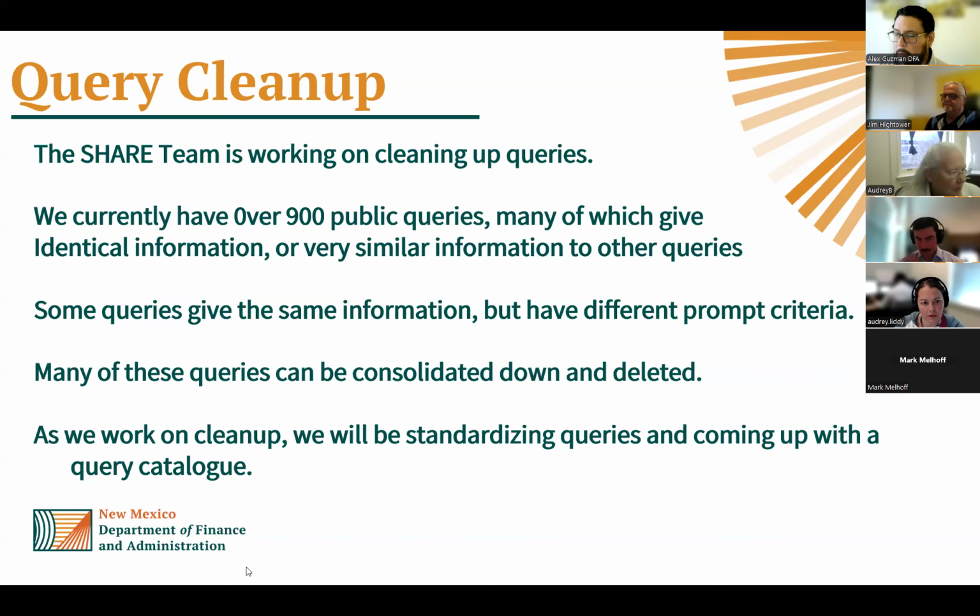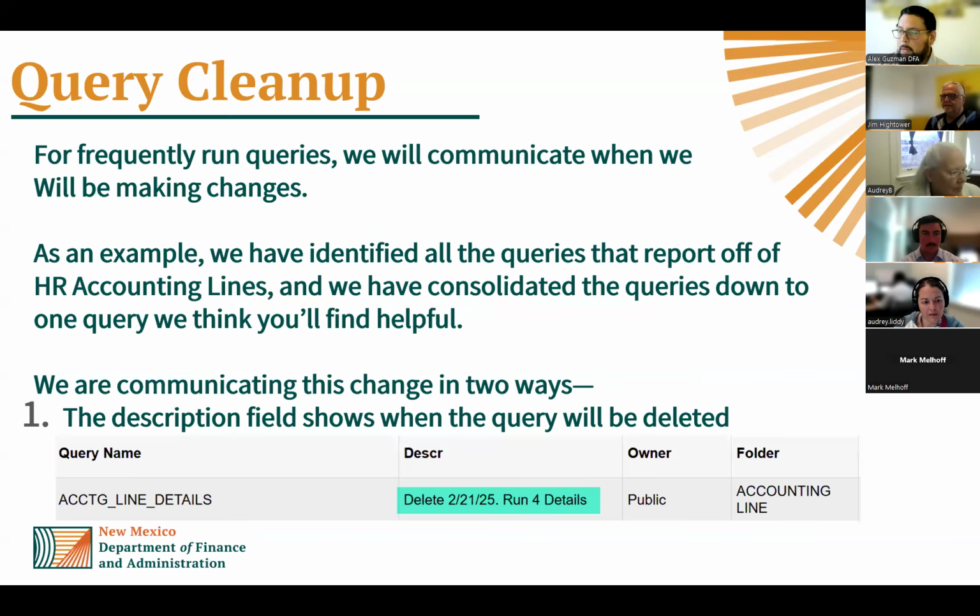So actually, why don't we jump to that slide? For frequently run queries, we will communicate when we will be making changes. As an example, the ones that we started with were HR accounting lines. We had 14 different HR accounting line queries. Pretty much all of them did the exact same thing as one another. They were mostly misnamed. They didn't fit the naming convention that we use. And they were just producing duplicate data from one another. So that's where we started with this consolidation.